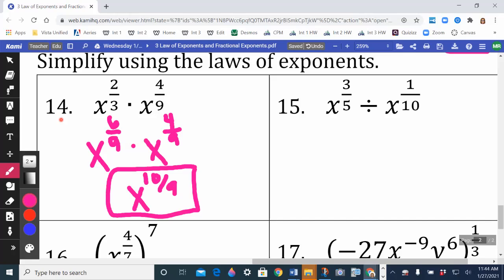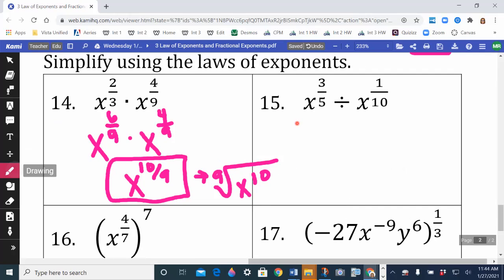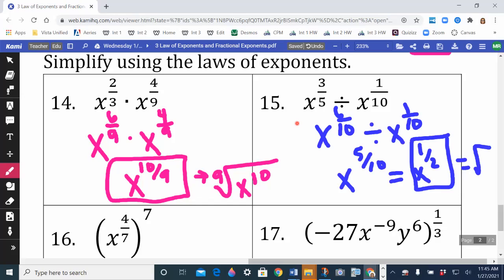Now, if they wanted us to rewrite it, they didn't ask us to, but if they did, I would have taken the 9th root of x to the 10. But it's fine to leave it in exponential form when they're asking us to simplify using laws of exponents. Okay, so this next one, again, I'm going to get a common denominator. So this 3/5 is going to be 6/10 divided by x to the 1/10. When I'm dividing, I'm going to subtract the exponents. So I'm going to get 5/10, which is x to the 1/2. Just a reminder, x to the 1/2 is just the square root of x.